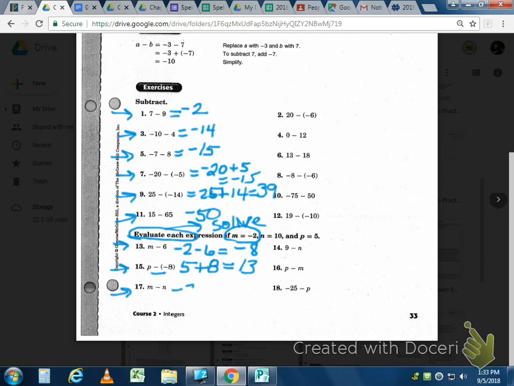And then finally, M minus N. So negative 2 minus 10. I'm in the hole 2, and I lose 10 more. Andrew. Okay, think about this. I'm in the hole $2, and now I owe my friend 10. Where am I going to be? Negative 12.